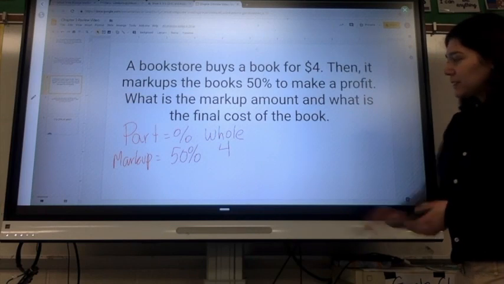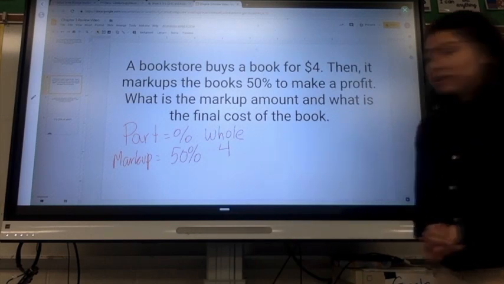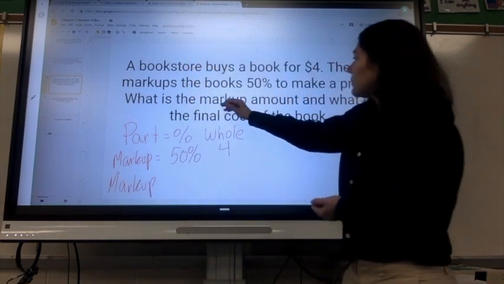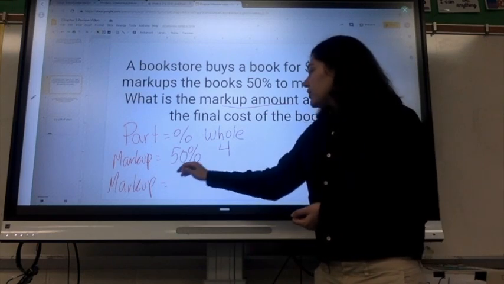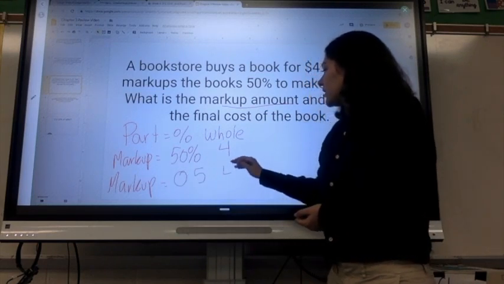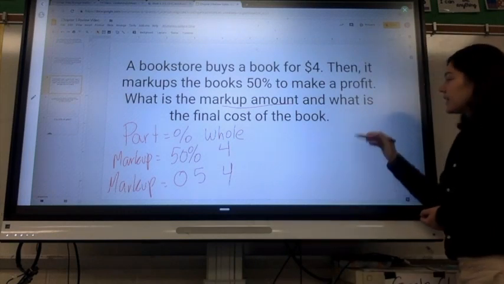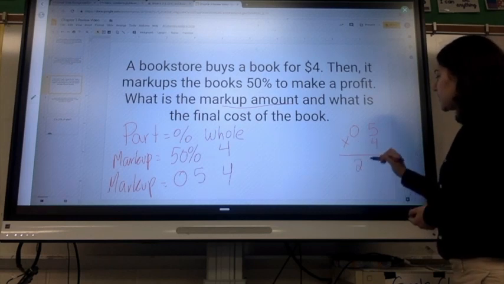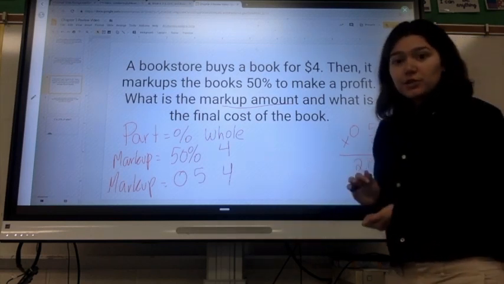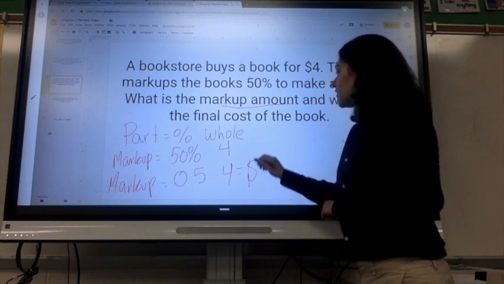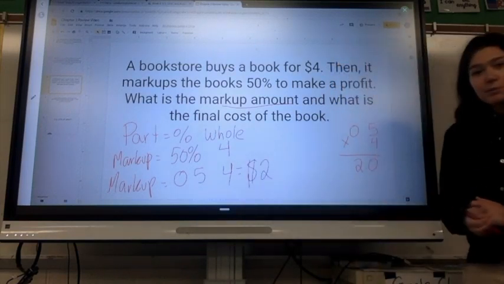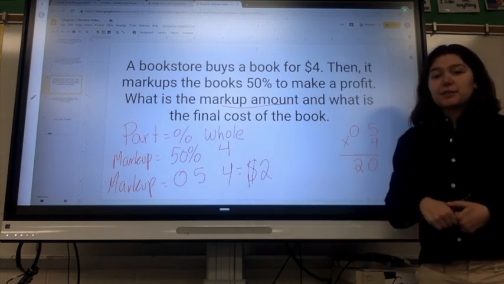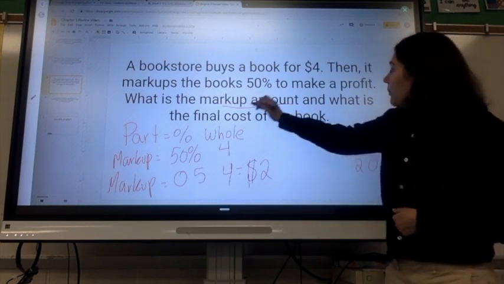So then we can take 50% times 4 to figure out what the markup amount is. That's one of the things they're asking us. What's the markup amount? 50%, that's the same thing as 0.5 times 4. We need to do that to the side. 0.5 times 4. 4 times 5 is 20, and then we have one decimal place, so it's going to be 2, or 2.0. So if the store is marking up a $4 book 50%, then they're marking it up $2. They're increasing the price by $2. So that is my markup amount.